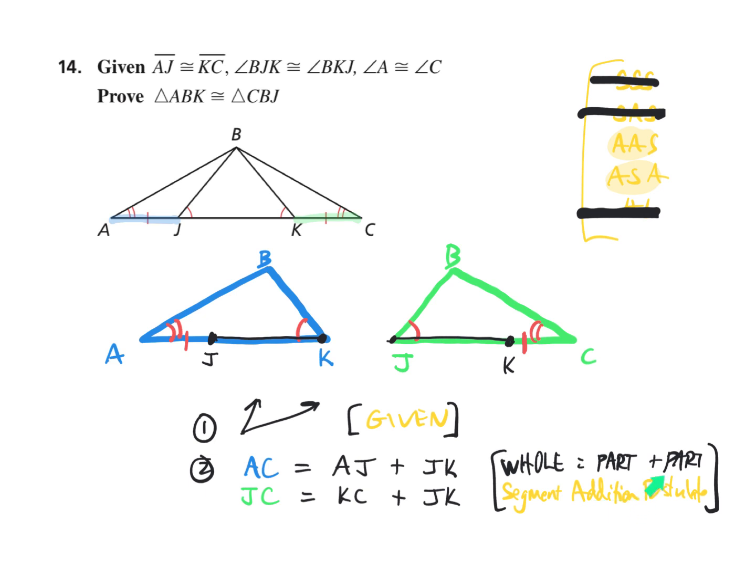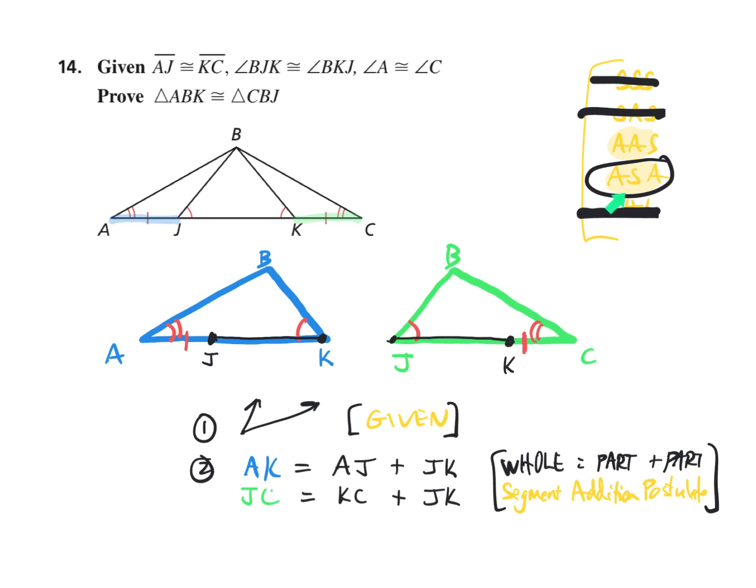You might recall that means part plus part is equal to whole, part plus part is equal to the whole JC, and part plus part is equal to the whole AK. Oh, that's supposed to say AK right there. There, it's corrected now. Sorry about that. All right, where are we going from there? Remember, we're going to go for the ASA theorem.